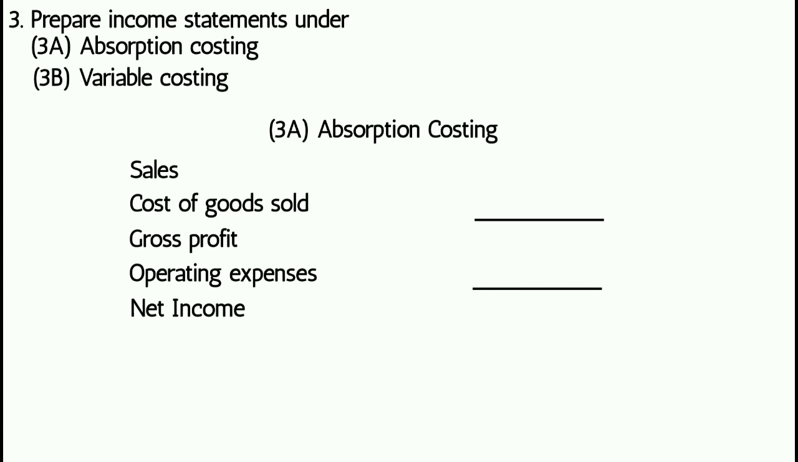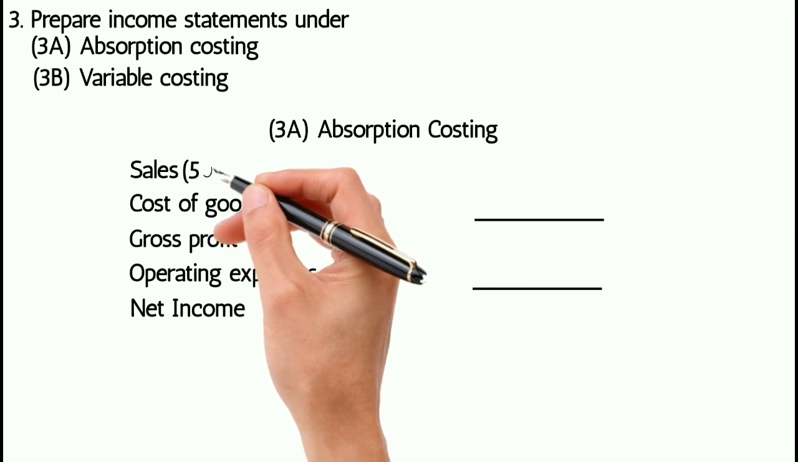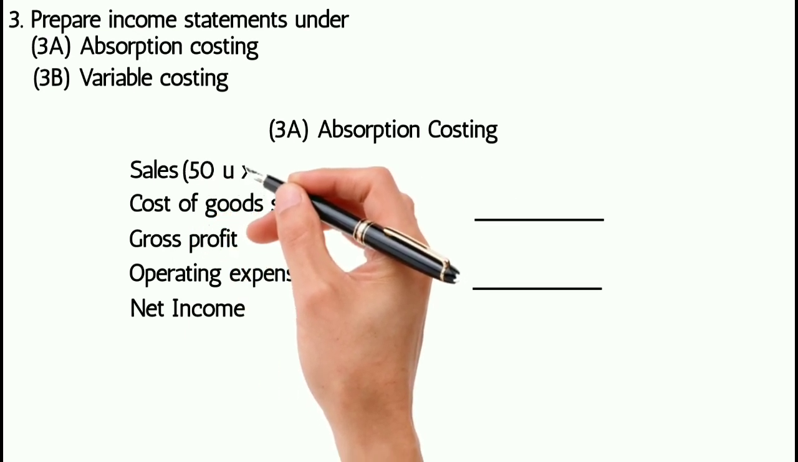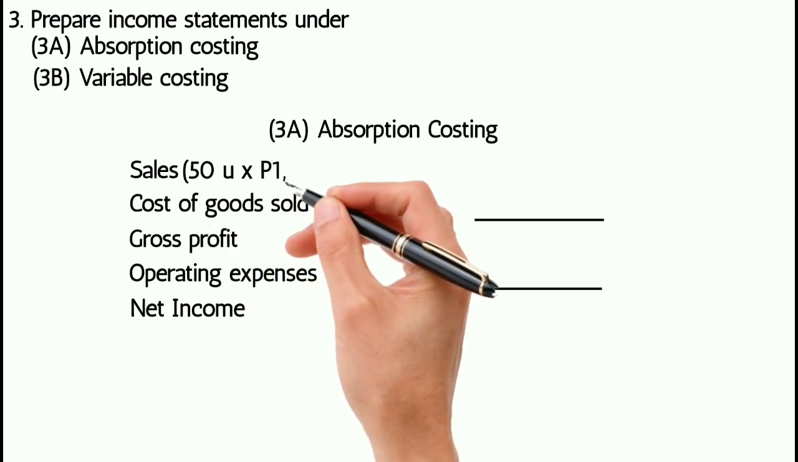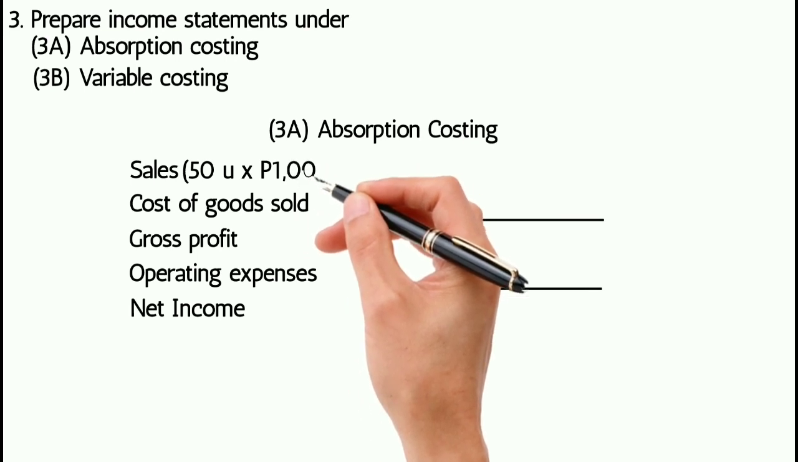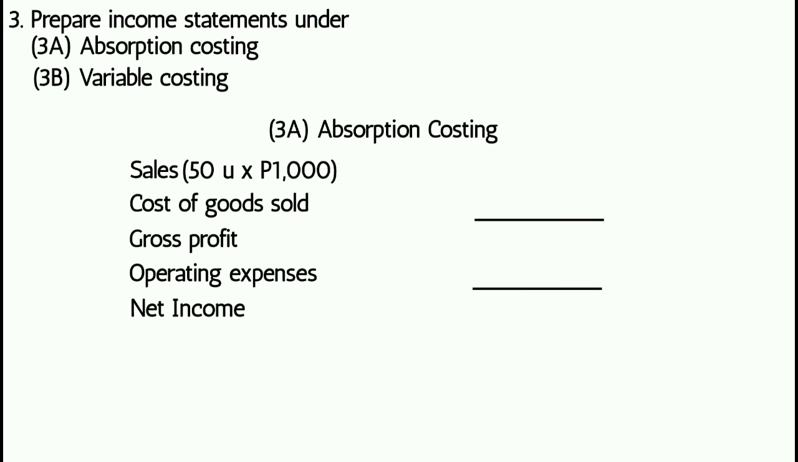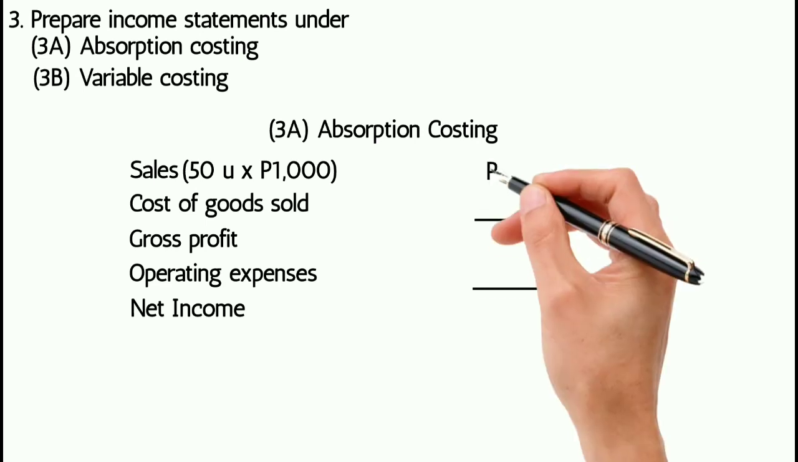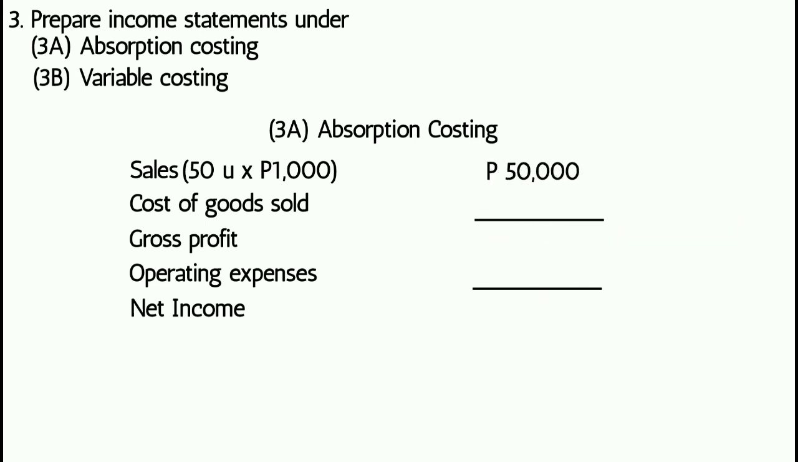Para makompute yung sales, imumultiply natin yung units na nabenta sa selling price per unit. Ang units na nabenta ay 50 units. Imumultiply natin yan sa selling price per unit na 1,000 pesos. 50 units times 1,000 pesos, that is equal to 50,000 pesos.